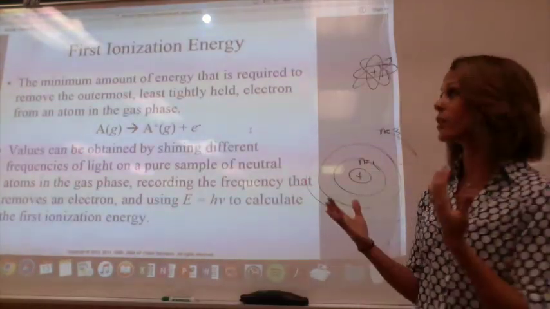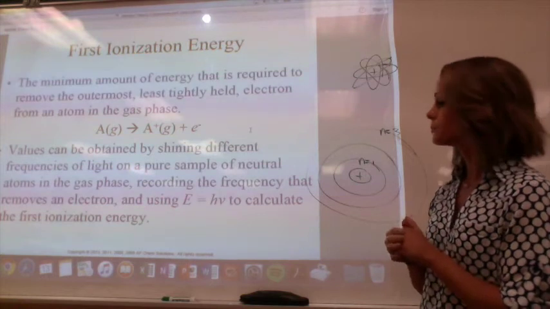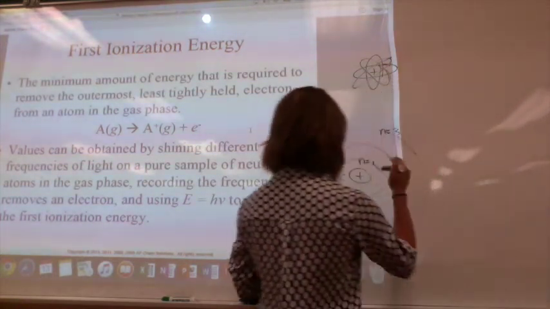So now we're going to go into first ionization energy, which we write like this.